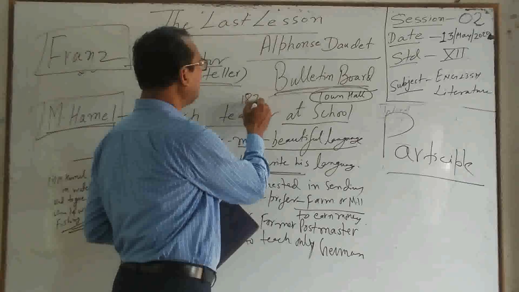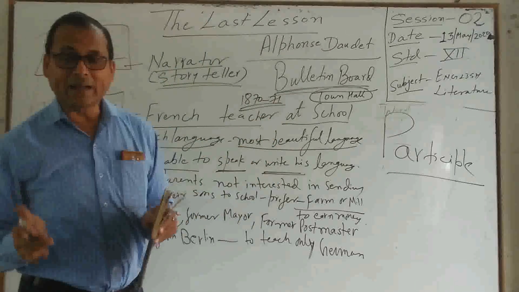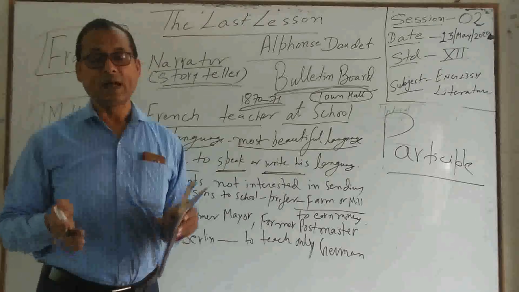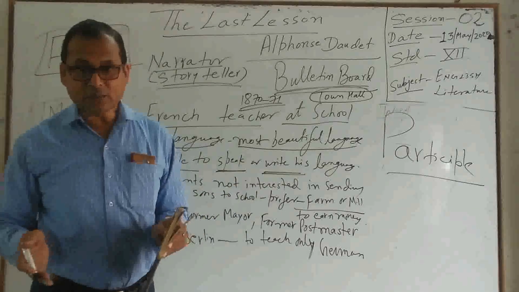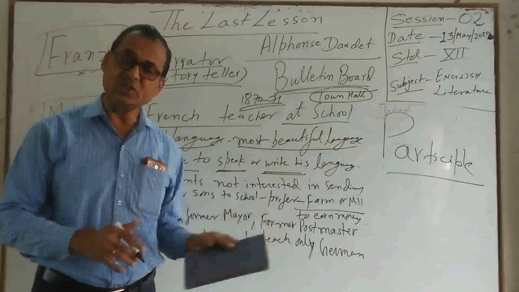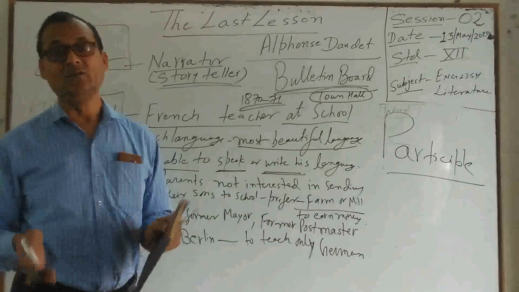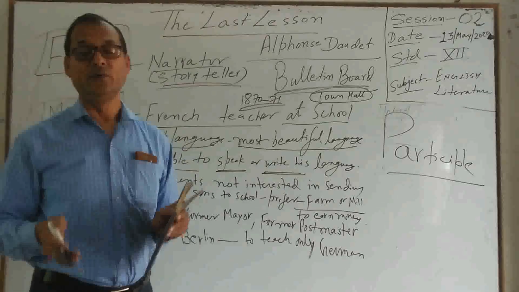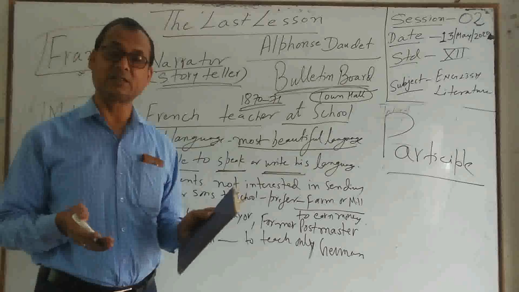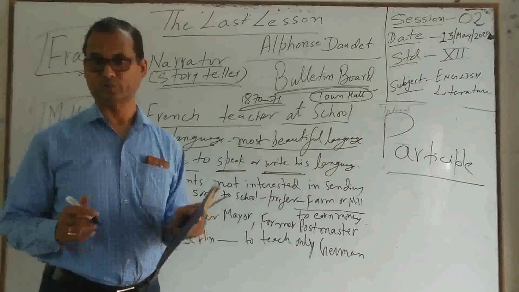means 1870-71. For the last 2 years, bad news regarding the war had been coming, because France was getting defeated by the Prussian army continuously, and that was the result. These two districts were given under the custody, under the authority of the Prussian army.